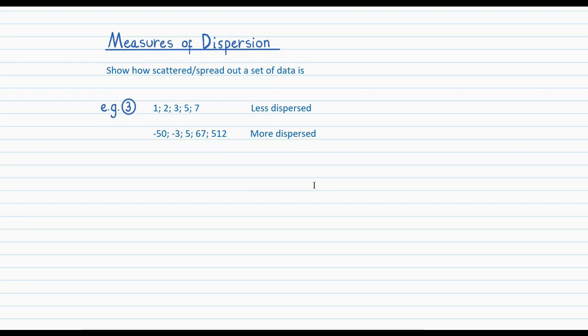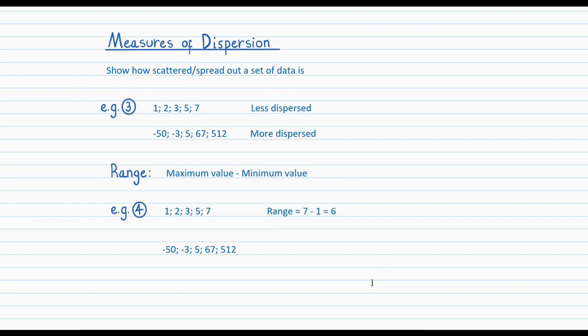So the first measure of dispersion to know about is known as the range. And all this is the maximum value minus the minimum value. So we can apply this to these same two sets, where for the first one, it would be the maximum value of 7 minus the minimum value of 1. So the range would be a value of 6. Then for the other set, the range would be 512 minus -50, giving a value of 562.